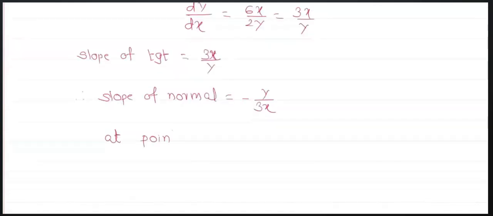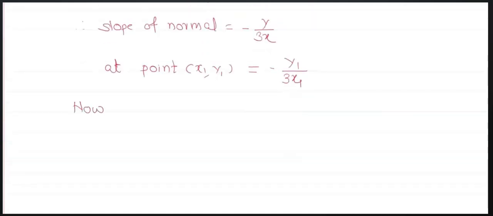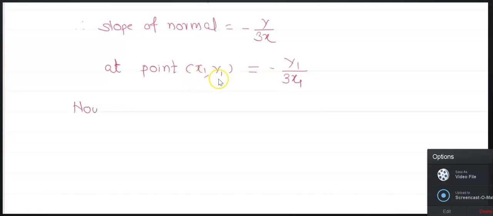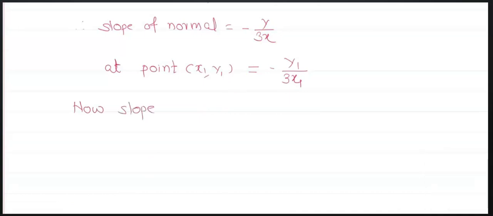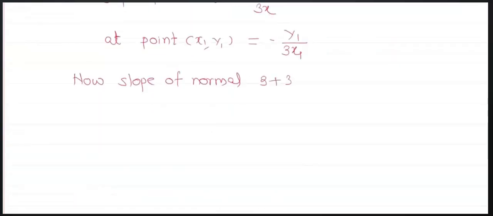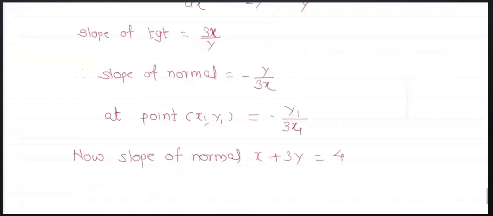Therefore, its slope is -y/(3x) at the point (x1, y1). This is the point where this slope is taken. Therefore, we substitute here x = 1 and y = 1. You must know the geometry, then you will understand this type of problem.